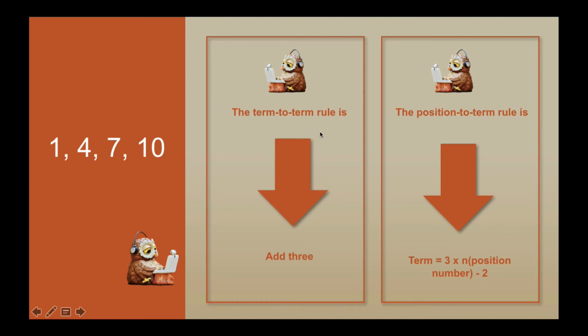The term-to-term rule is add by 3. 1 plus 3 becomes 4, 4 plus 3 becomes 7, and 7 plus 3 becomes 10. The position-to-term rule is 3 multiply with n, or position number, subtract with 2.